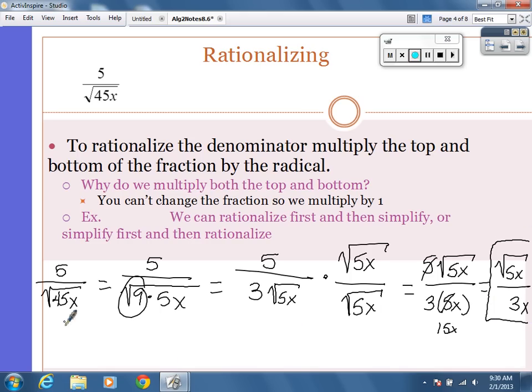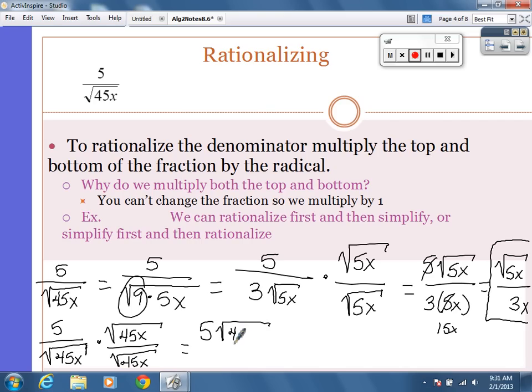Okay, what if I did not simplify first? Let's say I just jump right into rationalizing. You will still get the same answer. I'm going to multiply the top and bottom by the square root of 45x over square root of 45x. I now get 5 square root of 45x all over 45x. I can simplify the fraction here, and then I will also have to simplify the radical. So let's go ahead and do that.